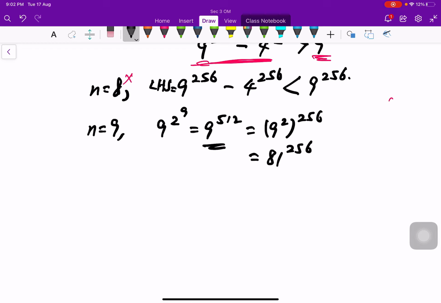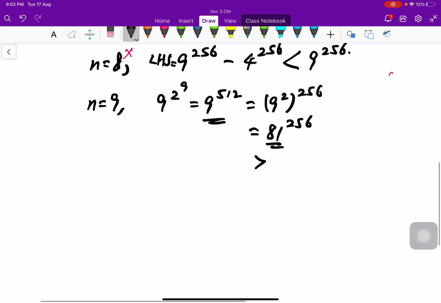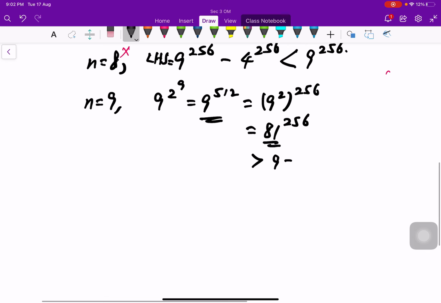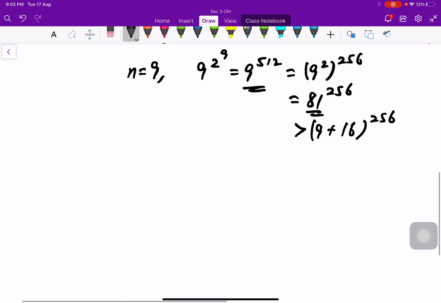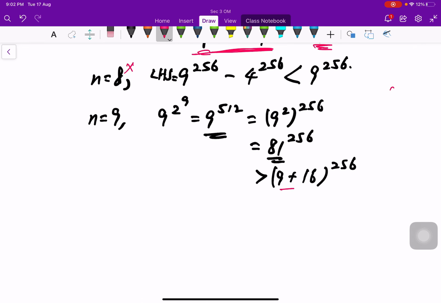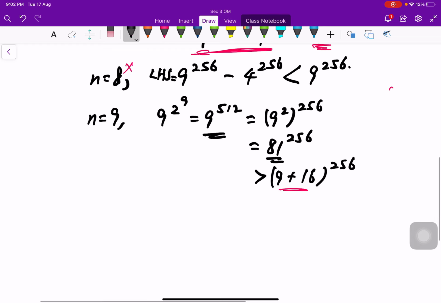All right. And can you see that 81 is really a very big number? But I'm going to reduce it a bit, a lot. That means I'm going to write it as 9 plus 16 and then raised to the power of 256. I think you will understand why I make it 16. And I think you know the binomial theorem. I only take the last one. And this is going to be greater than 9 to the power of 256 plus 16 to the power of 256.